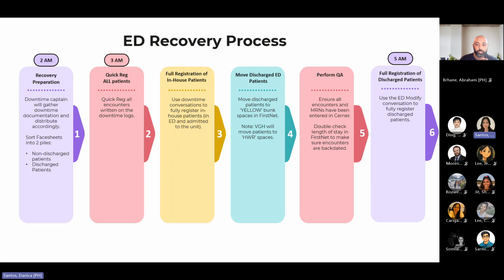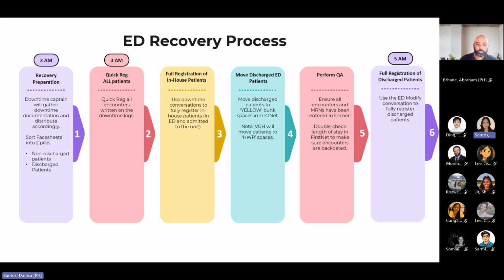Step 1 is recovery preparation. The downtime reg captain will organize the paperwork and distribute work to recovery staff. A best practice before beginning is to sort documentation into 2 groups: patients still in-house and patients already discharged. This is because these 2 sets of patients fall under different priorities. At 3 a.m., you will perform a quick reg for all encounters registered during downtime. Then step 3 is full registration of all in-house patients. This includes both patients physically in the ED and patients who may already have been admitted to inpatient units.